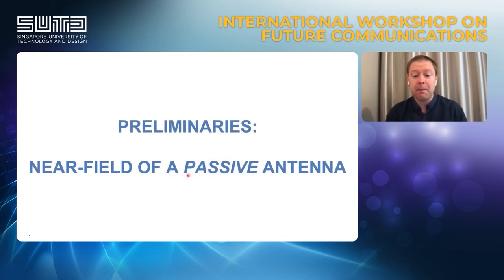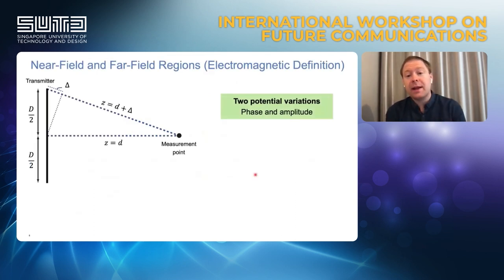And we start with a passive antenna, a conventional one. If you look at electromagnetic textbooks, what the near field and far field is about is what happens when you have a transmitter, which might be physically large. So it has a larger side here, which is called capital D. And then we have a measurement point where we'd like to figure out how the wave transmitted from this transmitter would look. And there is a distance, lowercase d, to the measurement point.